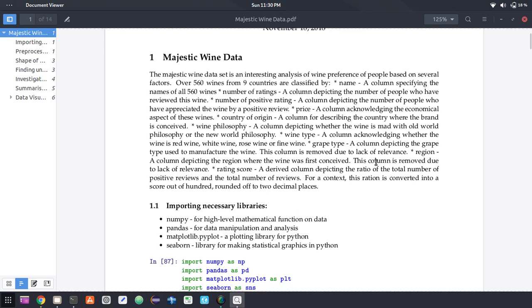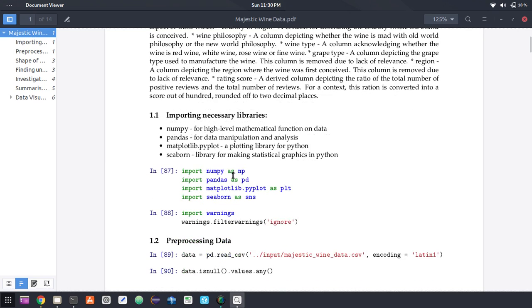Then there is a rating score. So rating score is nothing but just the ratio of the positive ratings divided by the number of total ratings. So we'll get a score of every wine, and for this rating score we multiplied the ratio by 100 so that it will be like points out of 100 for everything.